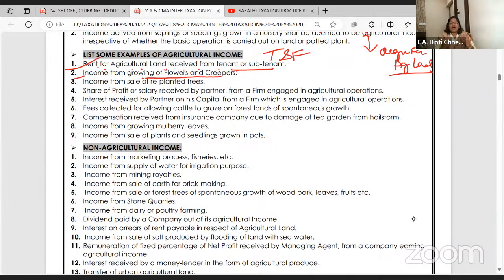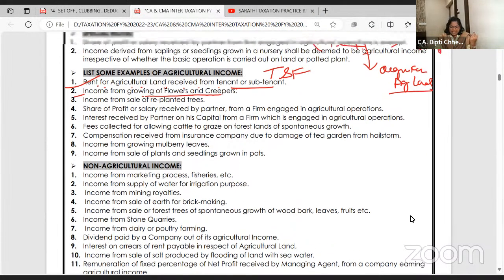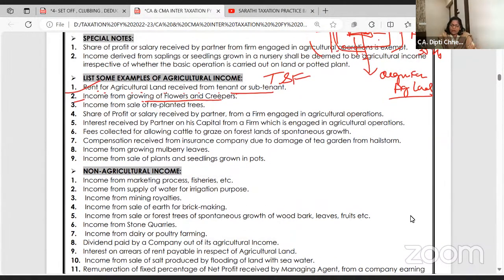But ma'am, in the heart of Hyderabad city, I'm having an open plot and I'm doing agricultural activity. I grow fruits, and then we are giving it out on rent. Then is it taxable or is it exempt?